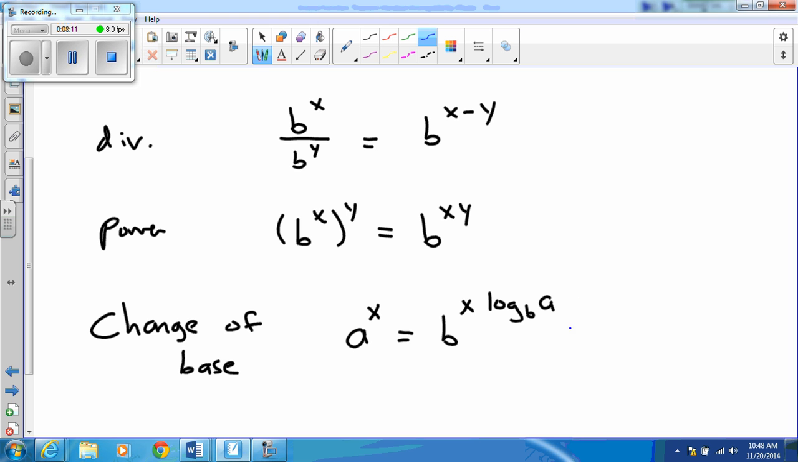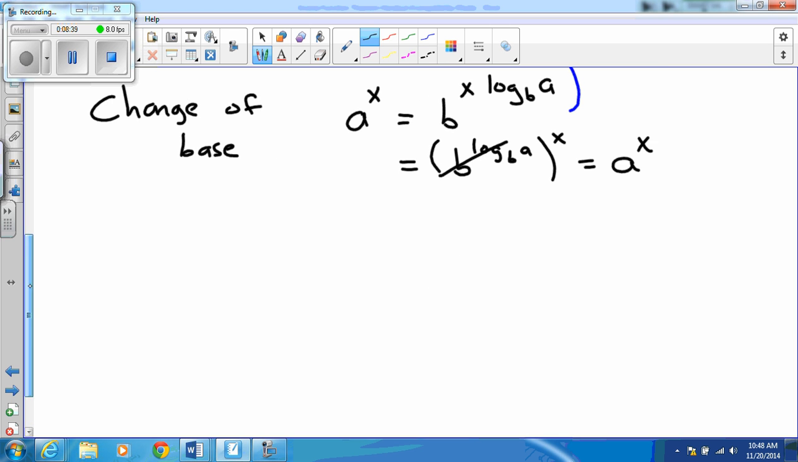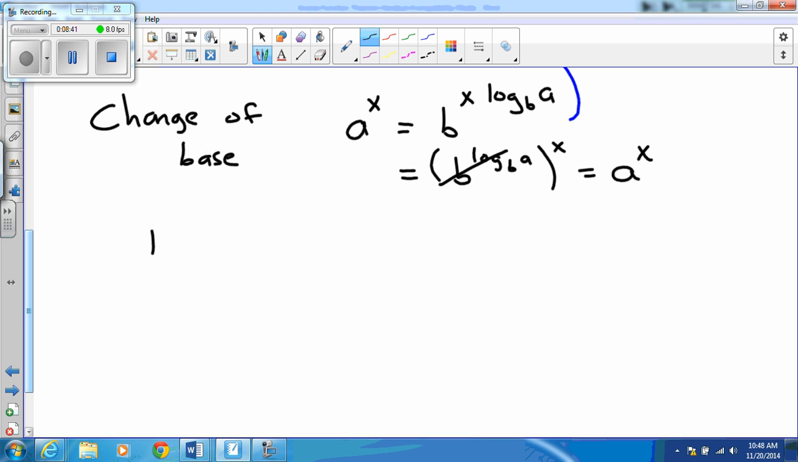Now, why is this? Well, actually, it's fairly simple to see if we leverage our power property from right here. Because I can write b to the x log base b of a as b to the log base b of a, to the x power. And this is a to the x.